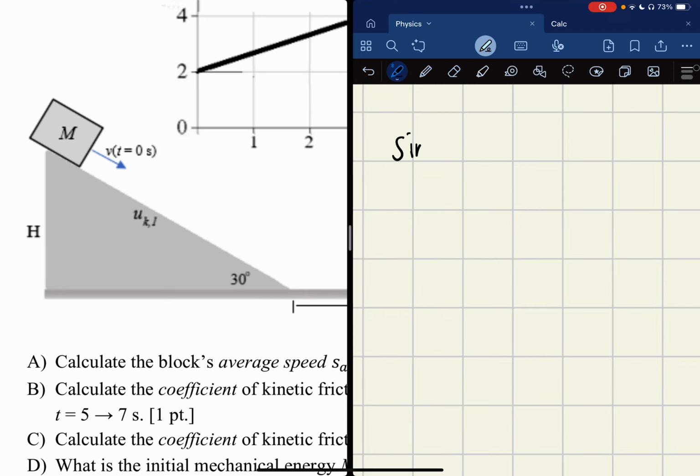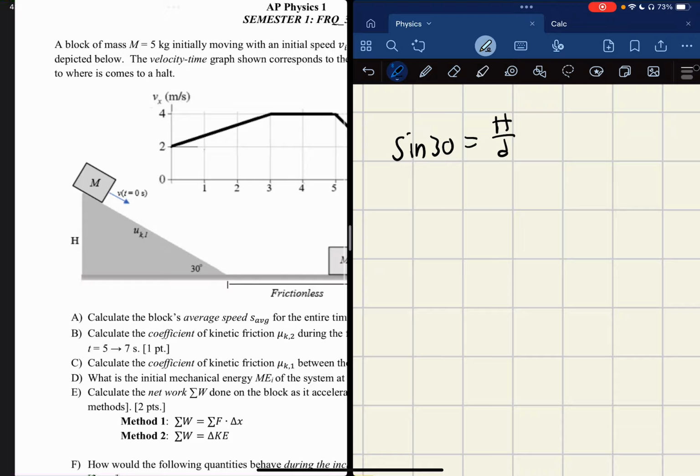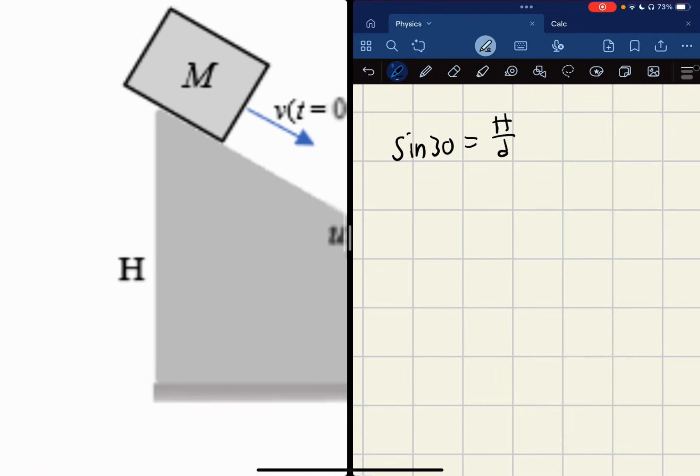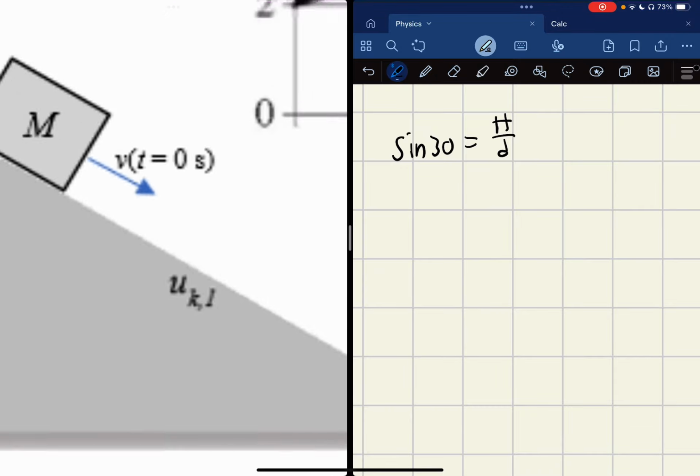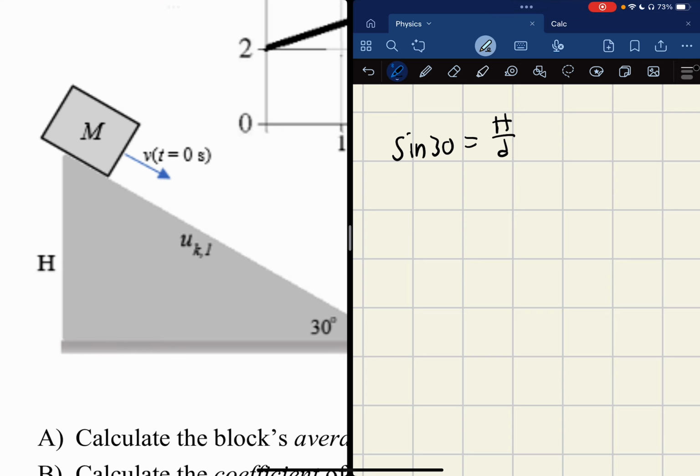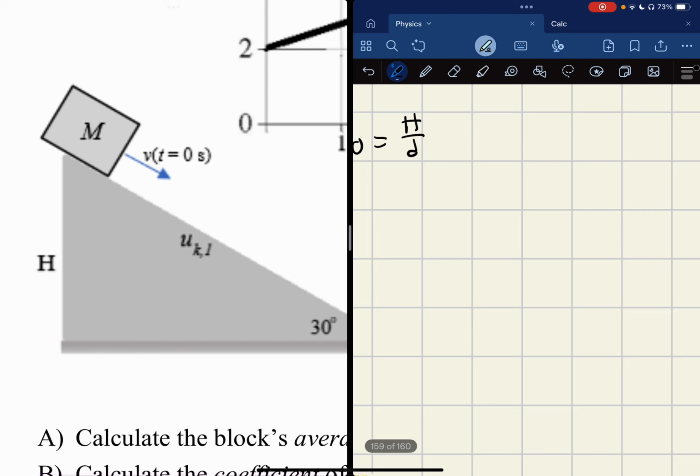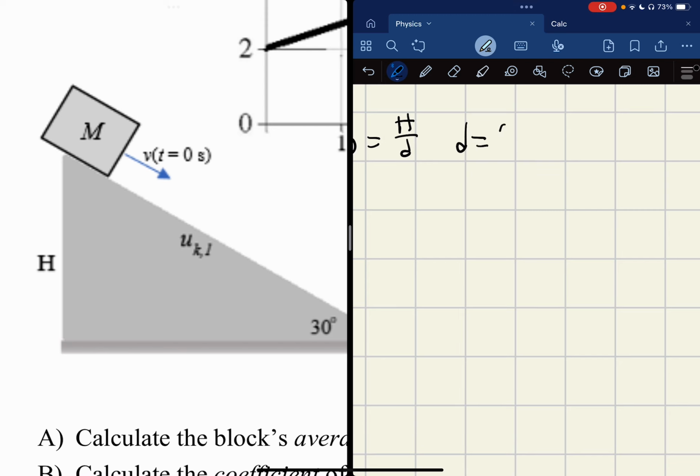So we know that sine 30 is equal to h over d, because using trig functions, the angle is right there, and sine is opposite over hypotenuse, and the hypotenuse is just distance, or displacement I should say. Your displacement in this area is equal to 30 times 1/2 times 4 plus 30 times 2, which is equal to 9.